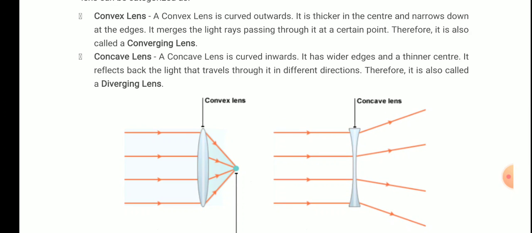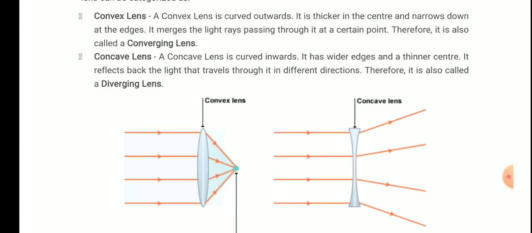What is a convex lens? You can see in the diagram also. A convex lens is curved outwards. It is thicker in the center and narrows down at the edges. Very important point, it is thicker at the center and narrows down at the edges. It merges the light rays passing through it at a certain point. Therefore, it is also called a converging lens. Why is it known as a converging lens? Because in the diagram the light rays coming parallel converge, meaning they meet at a point. So that's why it is also called a converging lens.